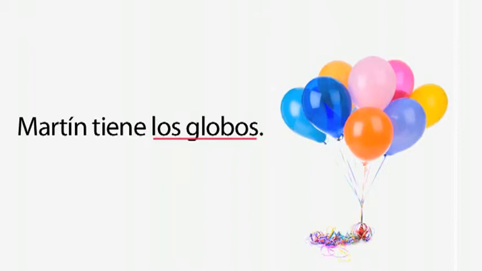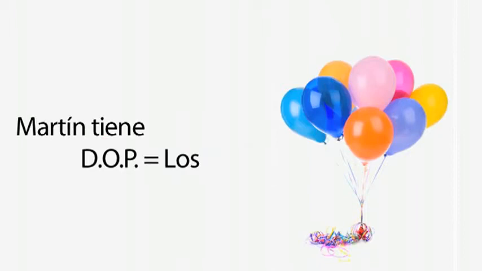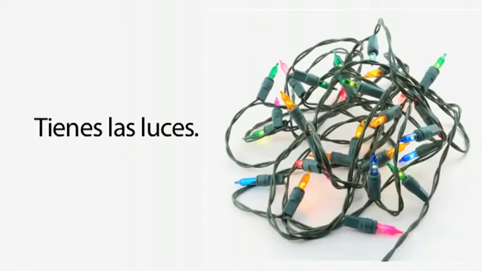Now, is los globos feminine or masculine? Masculine. And is it singular or plural? Plural. So what is the direct object pronoun for masculine plural nouns? Los. Now, all you have to do is take away los globos and put los in front of the verb. Which word in this sentence is the verb? Tiene. So let's put los in front of tiene and say it aloud. Martín los tiene.